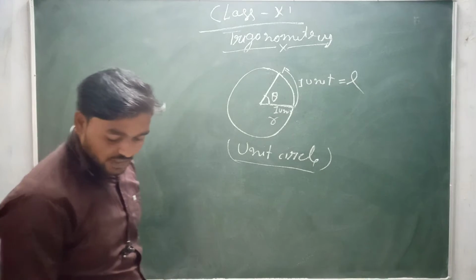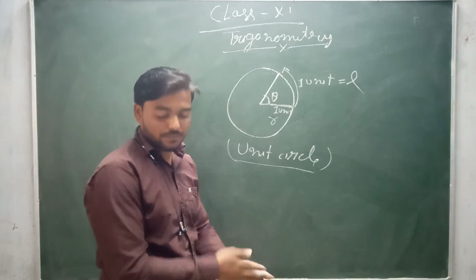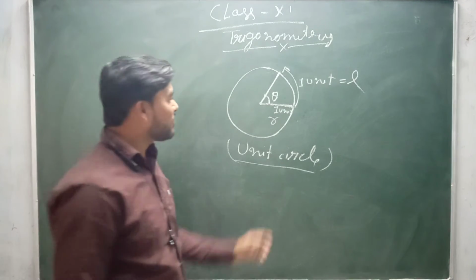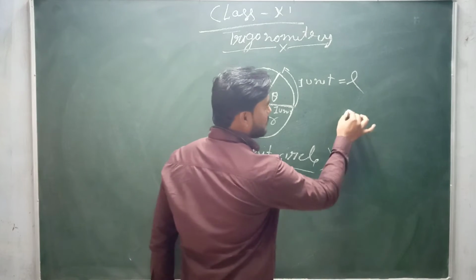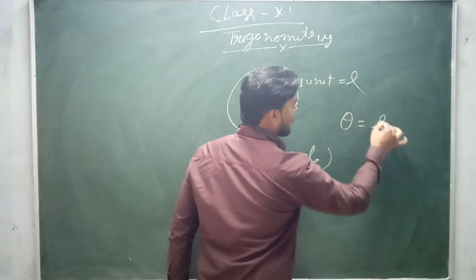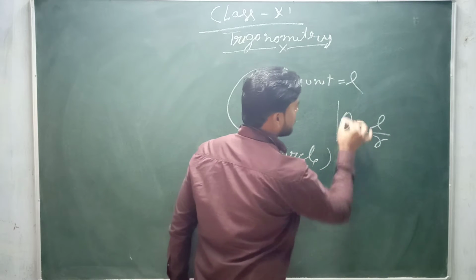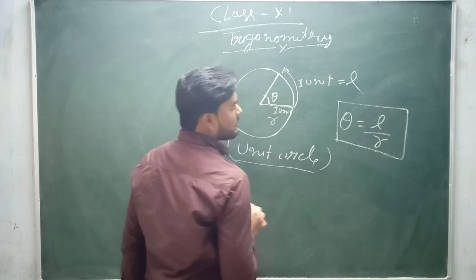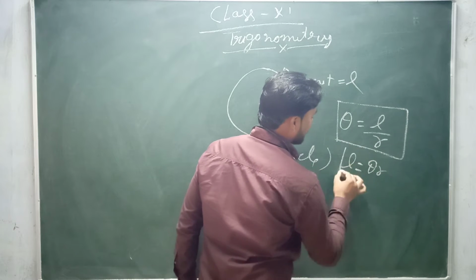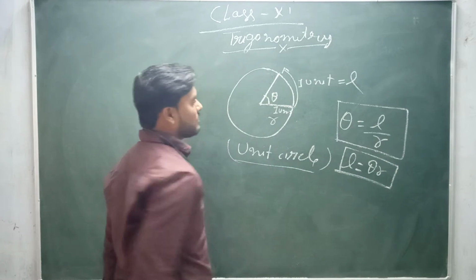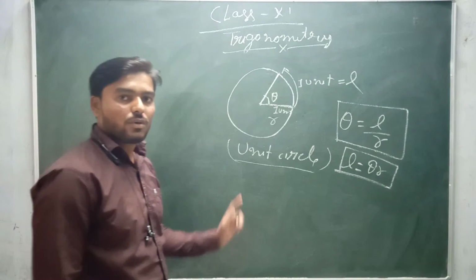Now we are going to form a formula directly, that is, how we calculate this angle. Then theta is equal to L by R, and L is equal to theta R.